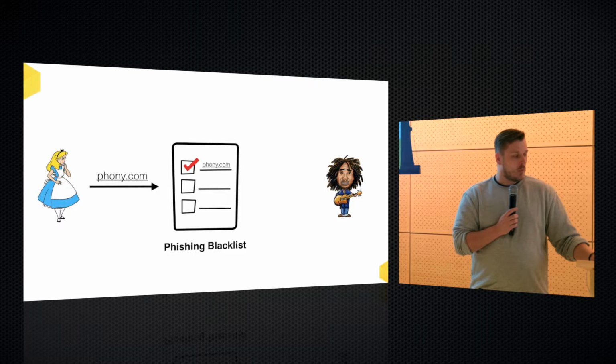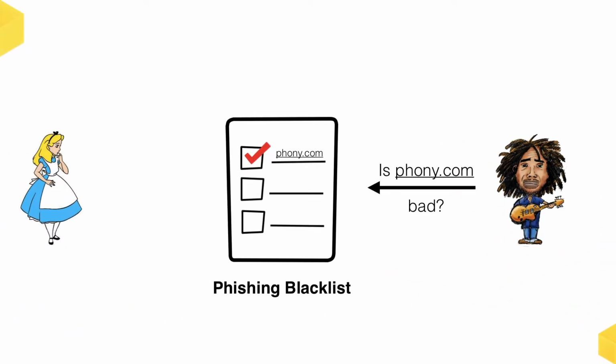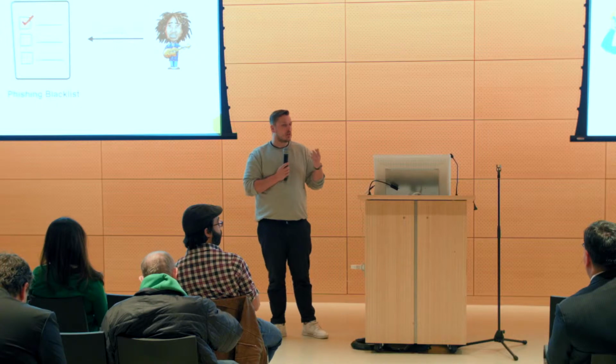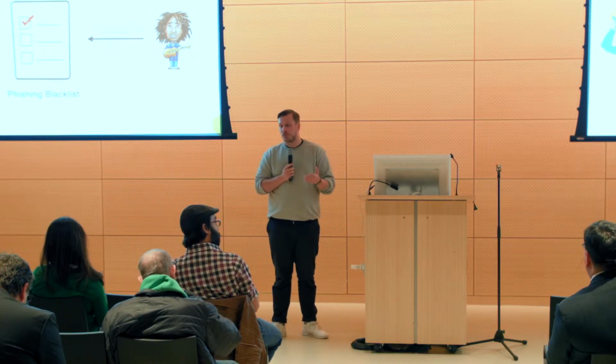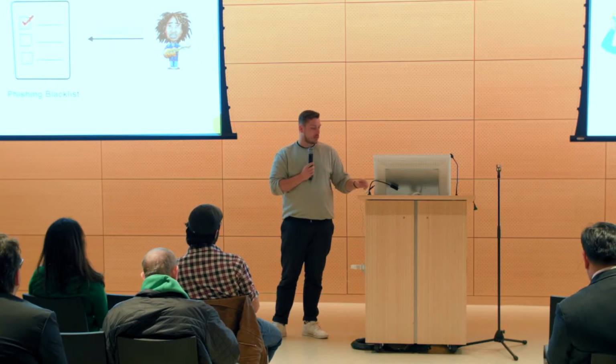And if Bob now wants to figure out whether this website is good or bad, he just looks it up on the registry, figures out, ah, phony.com is blacklisted, and that's why he's going to, for example, cancel the request to go to that website. So this is a very simple, let's call it our Hello World protocol, of how to create a list. So let's analyze this protocol. Any ideas? What is good? What is bad about this protocol?